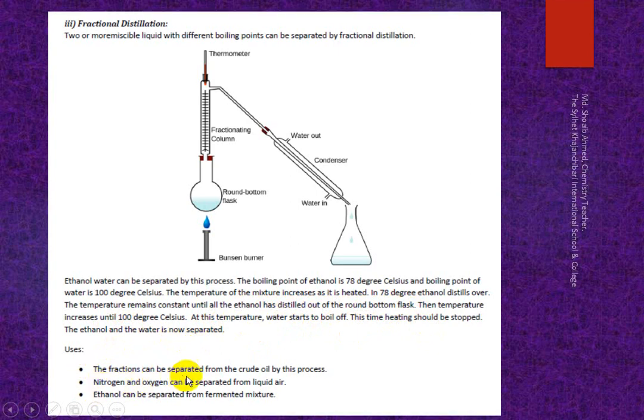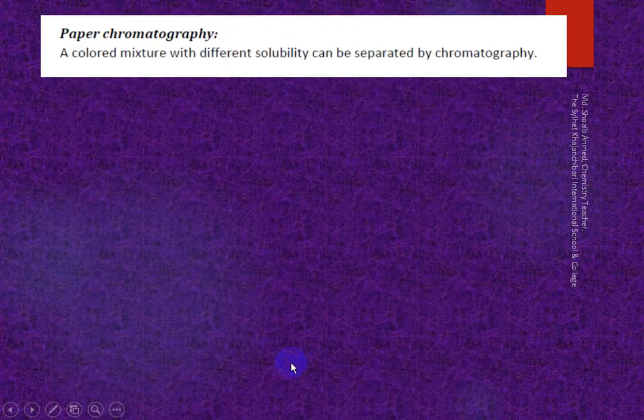Usually fractions can be separated from crude oil by fractional distillation. Nitrogen and oxygen can be separated from liquid air. And ethanol can be separated from a fermented mixture. Nitrogen and oxygen can be separated from liquid air, and fractions of crude oil can be separated by this process.